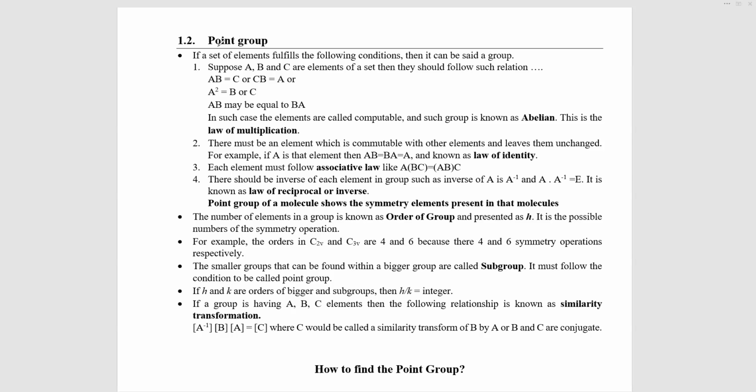So friends, in this video, we are going to discuss point group. This is a very important part of group theory. If a set of elements fulfills the following conditions, then it can be called a group.